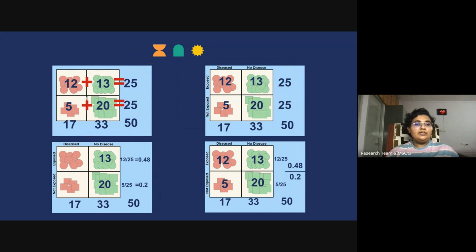So what would be the increase in incidence when the risk factor is involved? To get the relative risk, we will simply do a ratio of the two incidences. So that is 0.48 upon 0.2. So that is 2.4. So that gives us the relative risk.